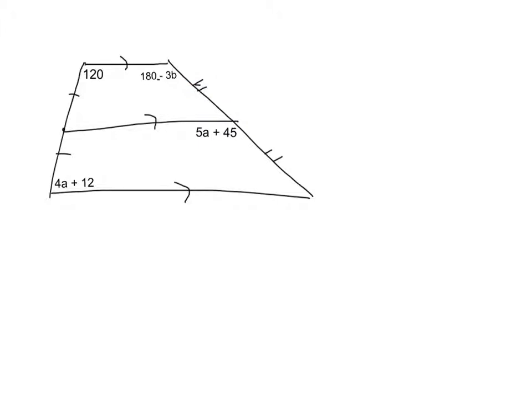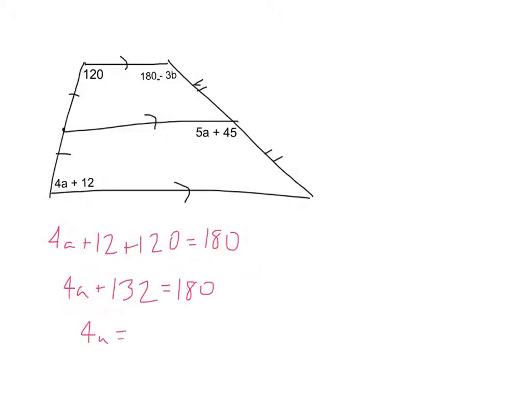But there is a relationship between these two. If we look, the parallel lines, they're both inside and they follow each other. They form a C. Those are consecutive interior angles, so they add up to equal 180. So 4a plus 12 plus 120 equals 180. So 4a plus 132 equals 180. Subtract, 4a equals 48. A's got to equal 12.